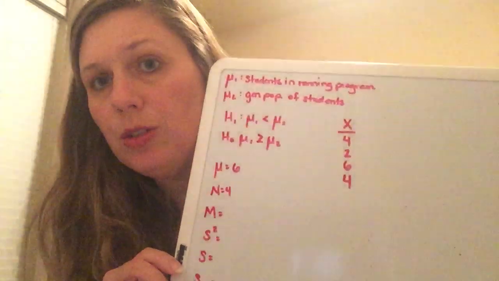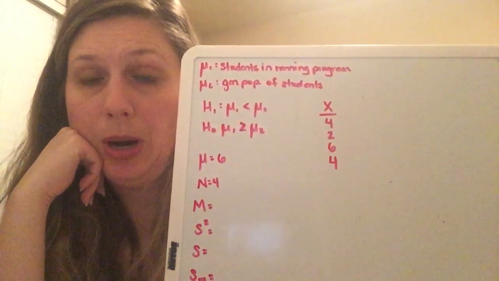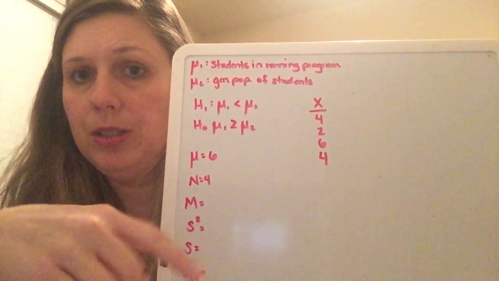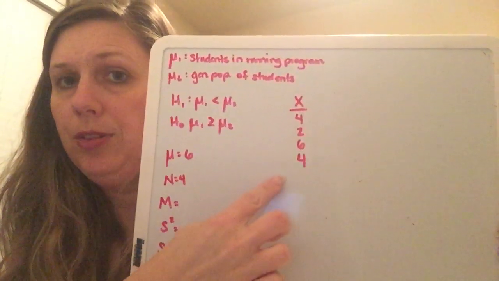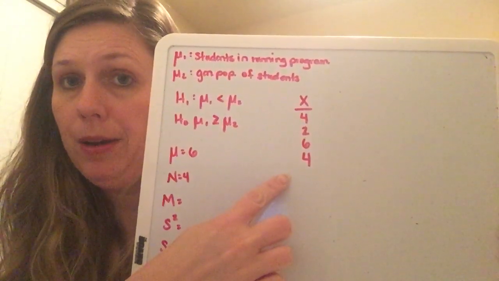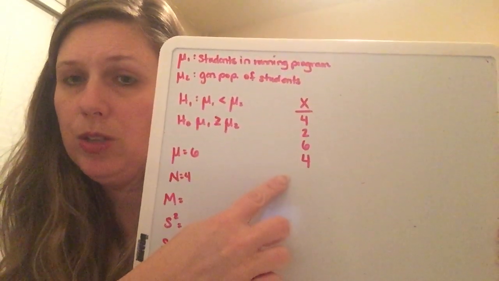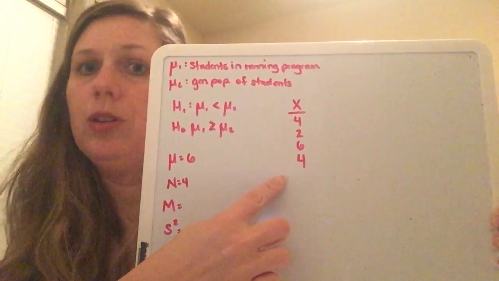If you're trying to do this just to make sure that you can do it on your own, I would probably pause right here and write down all this information, write down the 4 scores for the people in the running program, and then pick back up. I'm going to do this with you, but if you want to do it on your own and then check your work, you can certainly do that.